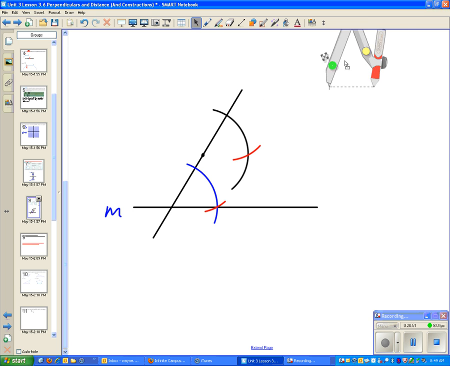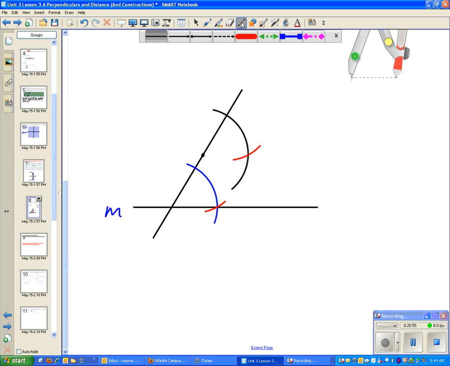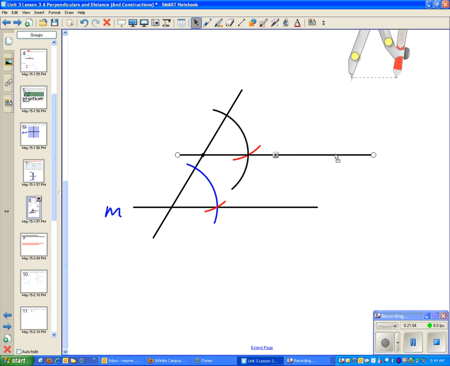All right. Take your straight edge. Make a line from your point through where the arcs intersect. And we have constructed parallel lines.